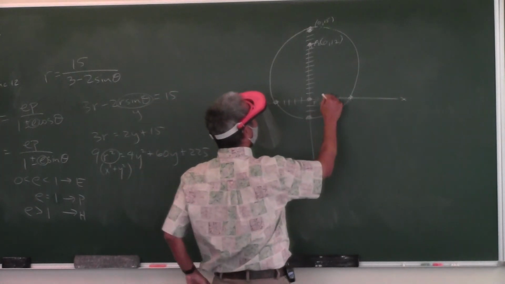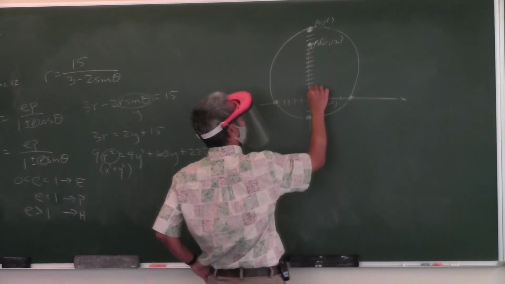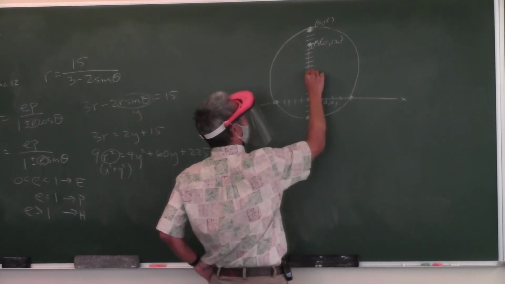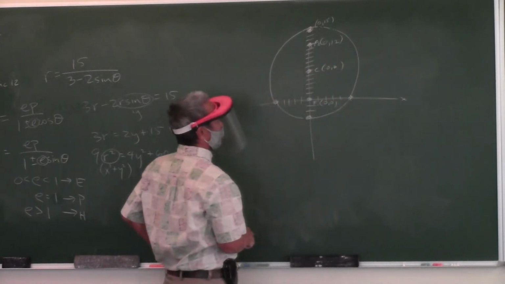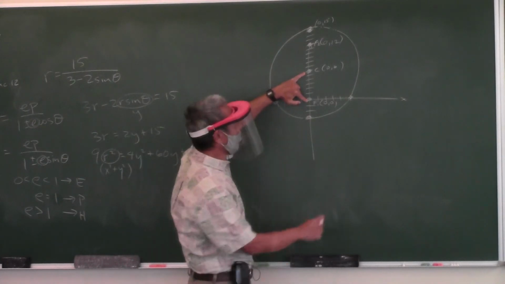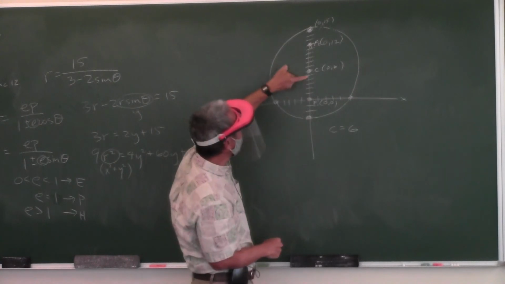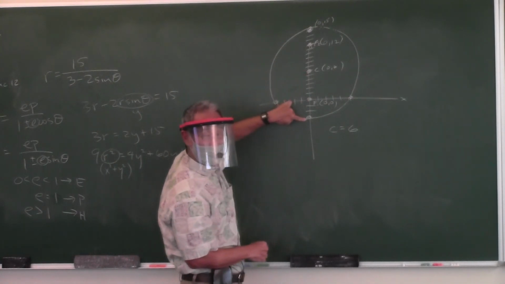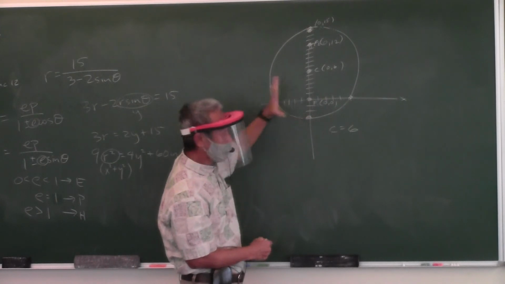Okay, where is the center? What's halfway between 0, 0 and 0, 12? 0, 6, right? 1, 2, 3, 4, 5, 6. Here's the center, 0, 6. Therefore, what do we know? How far is it from the center to the focus? C. C is 6. How far is it from the center to the vertex? That's A. A is 9.